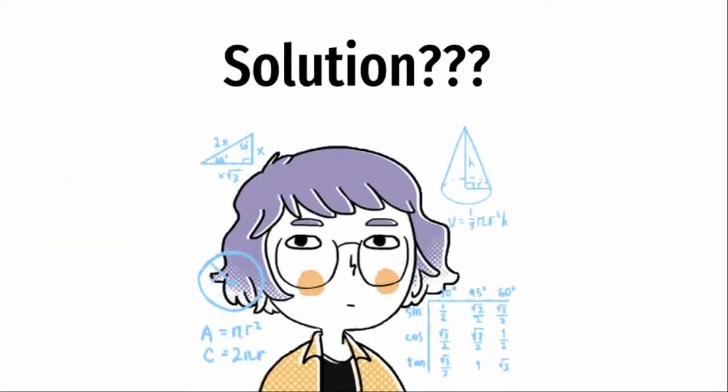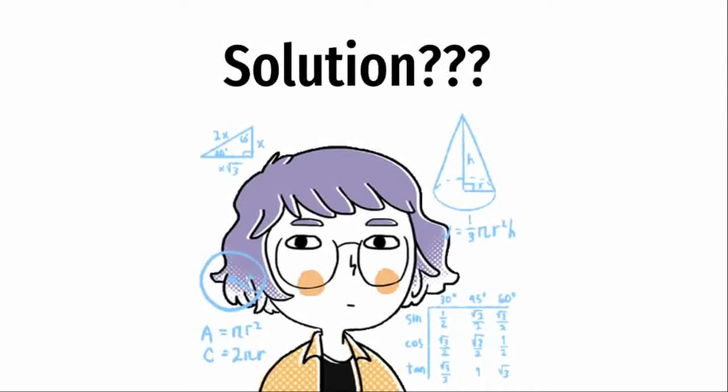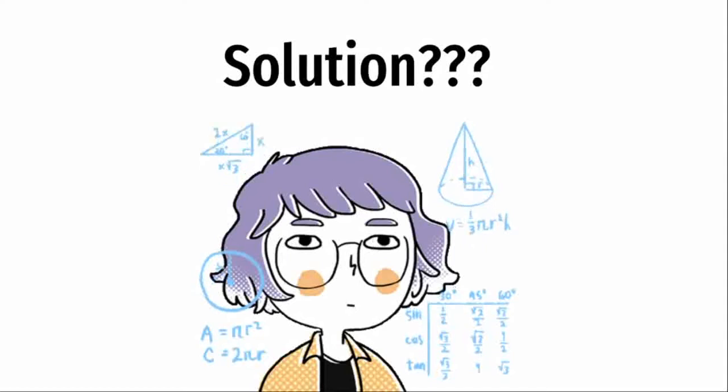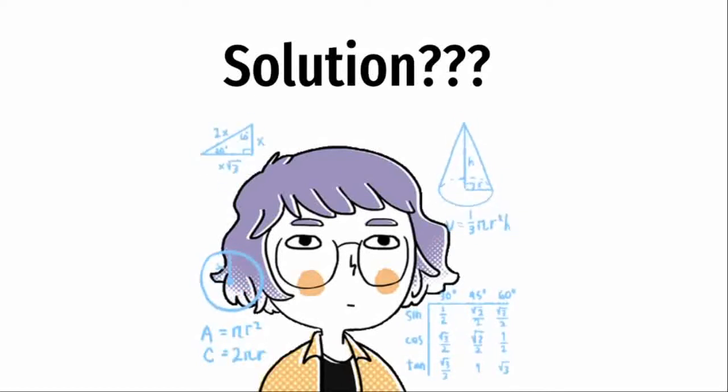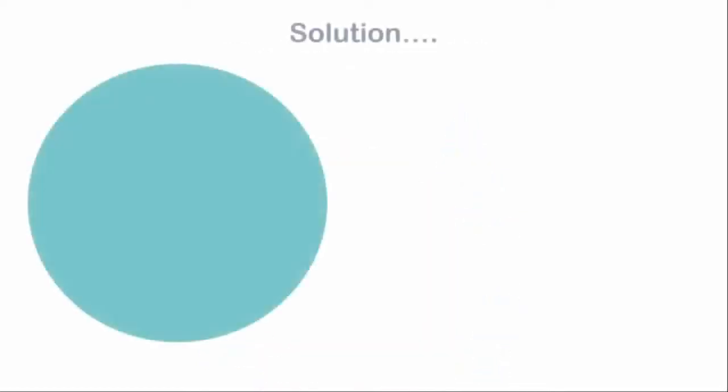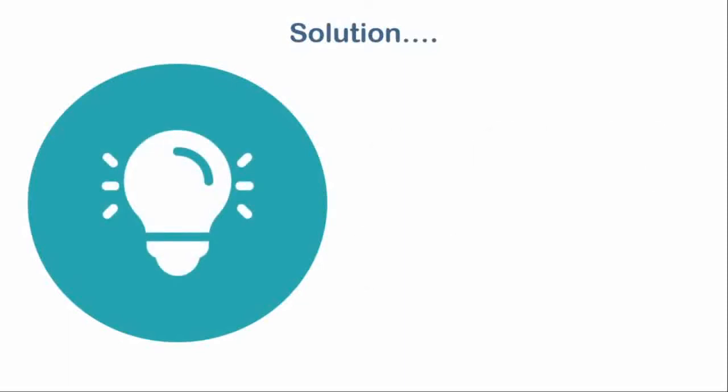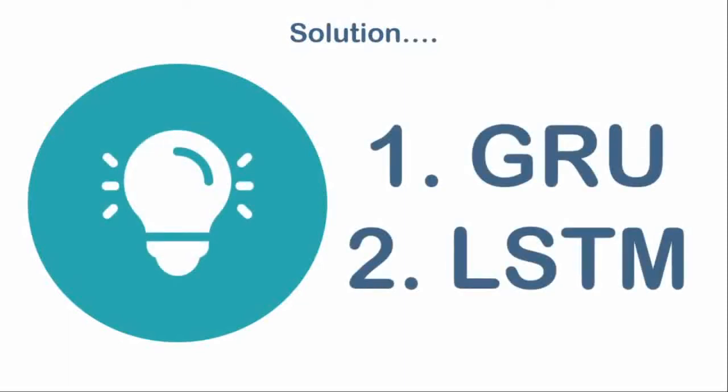So basically, the main problem in RNN is that it's too difficult for an RNN to learn to preserve information over many time steps. In vanilla RNN, the hidden state is constantly being rewritten. So what can be the solution to this? To overcome this problem, two specialized versions of RNN were created. They are GRU, or Gated Recurrent Unit, and LSTM, or Long Short-Term Memory.